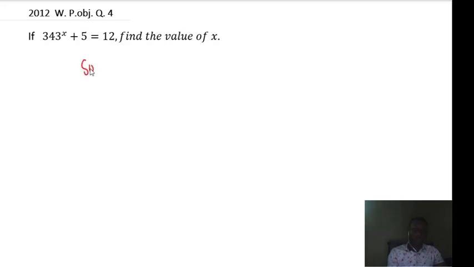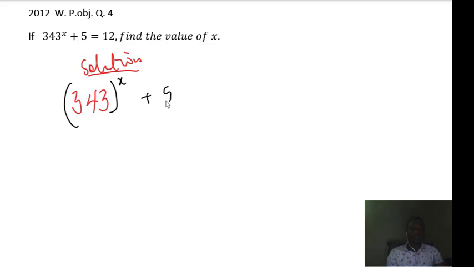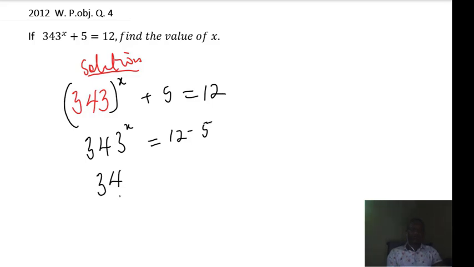Okay, let's start. Solution: let's write our question here. 343 exponent x plus 5 is equal to 12. So here let's group items. 343 exponent x will be equal to 12 minus 5. So we have 343 exponent x will be equal to 7.